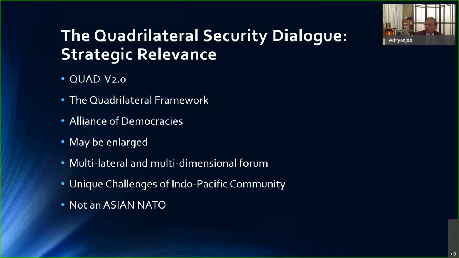It remains an alliance of democracies. Whether it may be enlarged or not, that's a question to be answered in future. It is a multilateral and multidimensional forum, and it is going to deal with the unique challenges of the Indo-Pacific community. Now, by removing that term Quadrilateral Security Dialogue, there's a very important message being stated. And that message is that Quad is not an Asian NATO. That's very clear. In fact, this was the criticism by China of the Quad, that you are creating an Asian NATO. So Quad is not an Asian NATO.